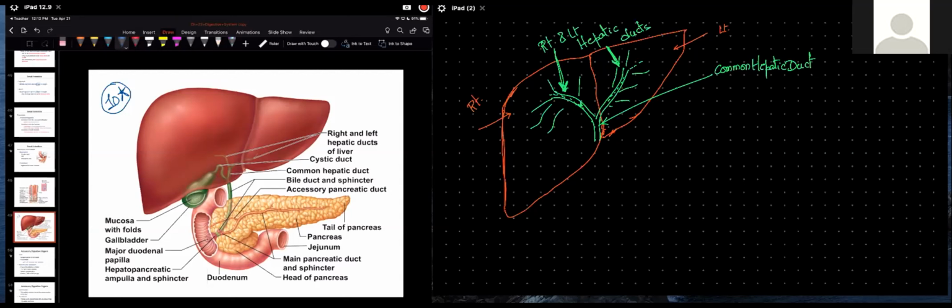The common hepatic duct is going to be fusing with the duct coming from the gallbladder, which is a muscular sac located on the ventral surface of the liver. This muscular sac located on the ventral surface of the liver on here, it's my gallbladder.